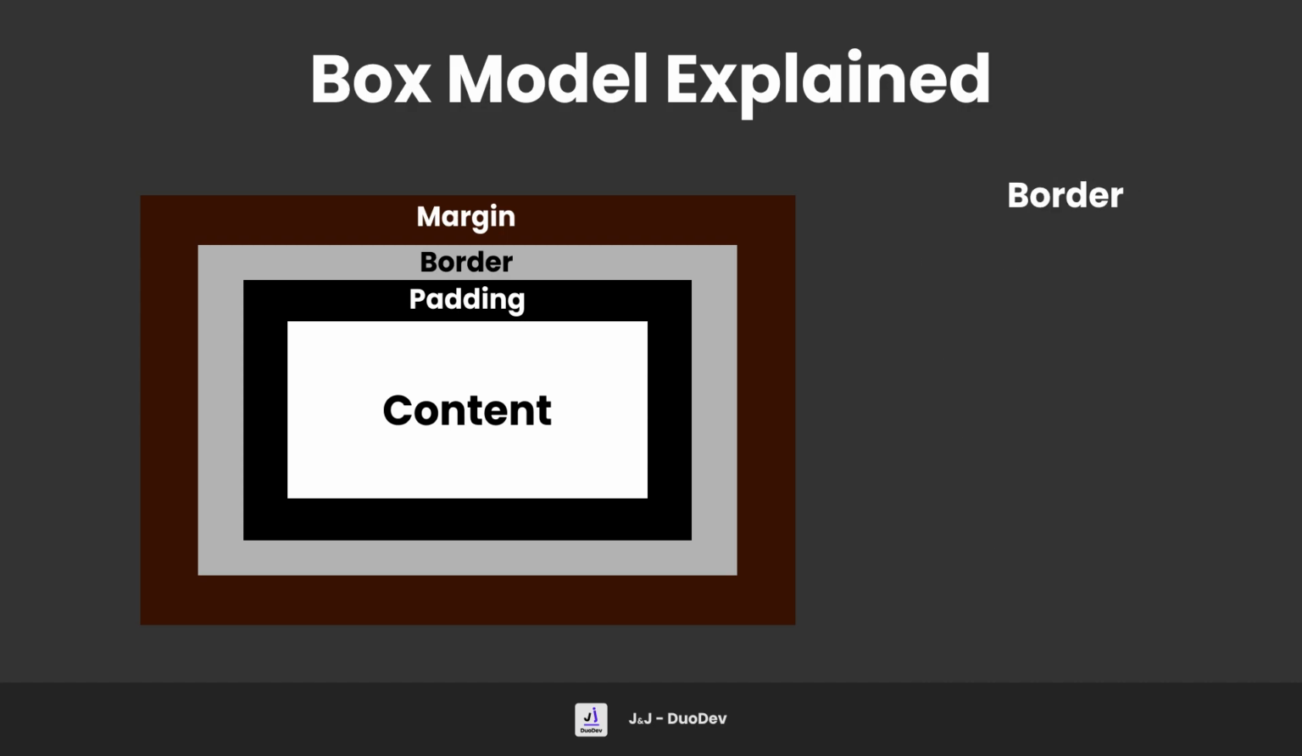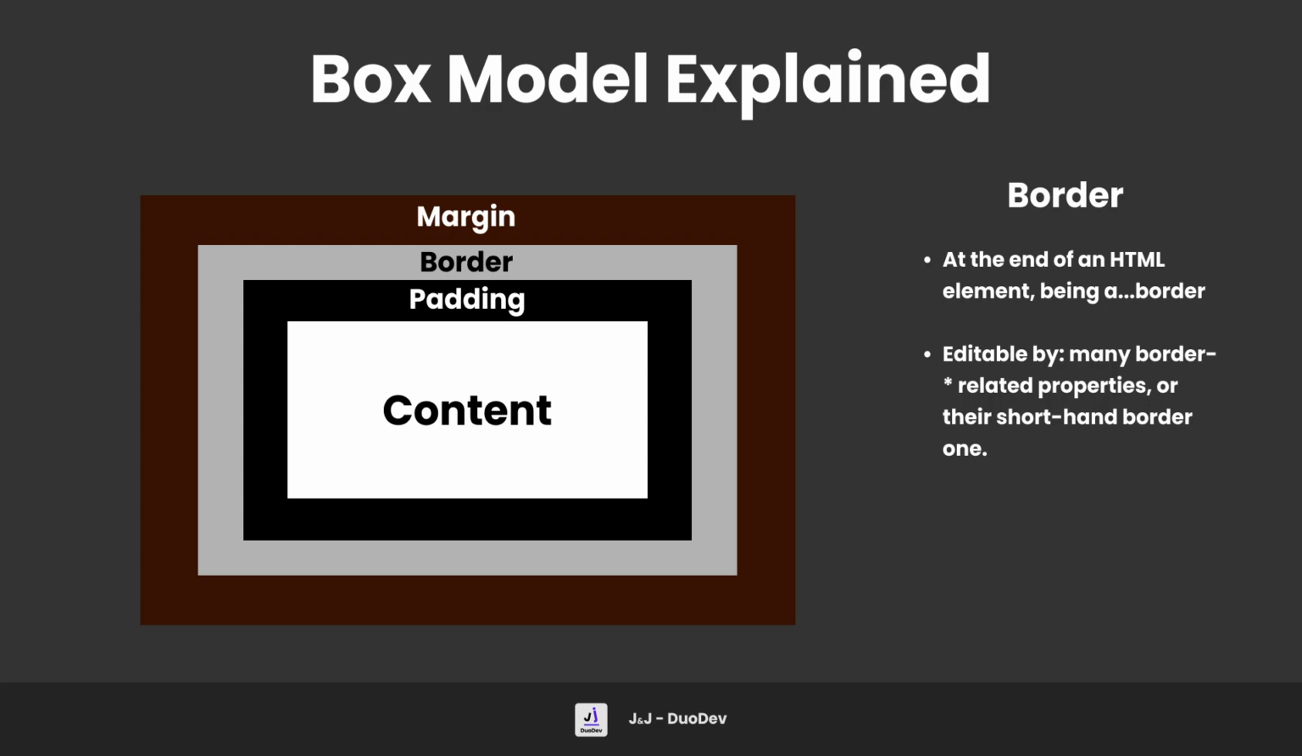The third area is the border. It is the border that wraps around the HTML element. Through its properties, we can change its type, background, color and thickness. Usually its shorthand property border is used, but you can specify each of its properties individually, such as border color, or be more specific with each side's properties, such as border top color.